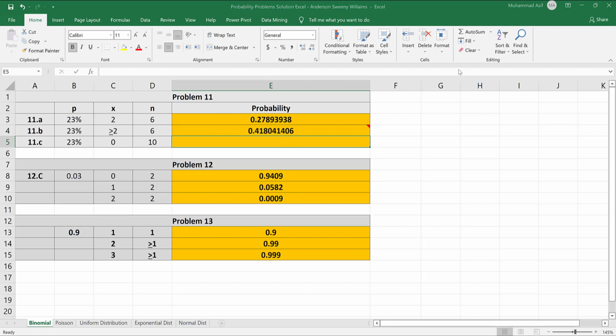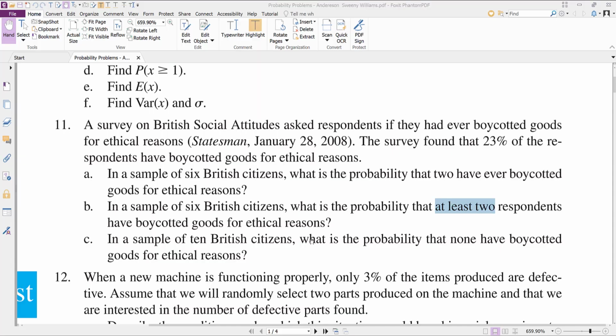or 41.8%. In the last part it says in a sample of 10 British citizens what's the probability that none have boycotted goods for ethical reason.